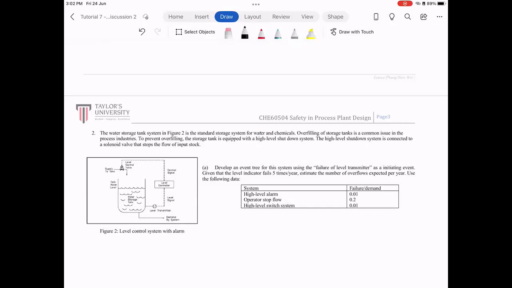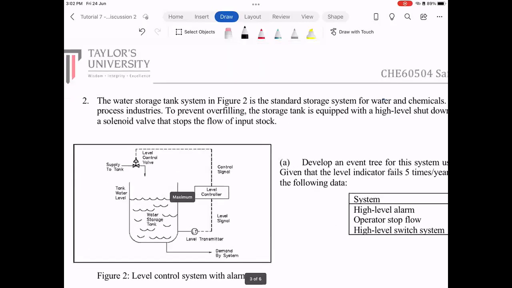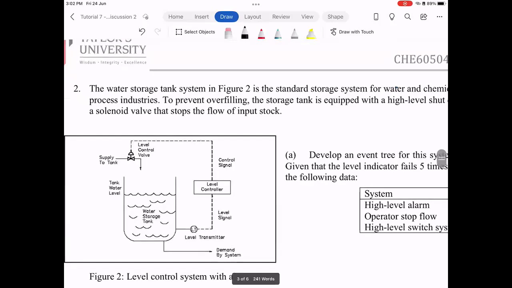Okay, and we also know that overfilling of the storage tank is really common in process industry. And to prevent overflowing, the storage tank is equipped with a high-level shutdown system. And the high-level shutdown system is connected to one valve that will stop the flow of the input stock. So this system, let me zoom in and take a look at it.